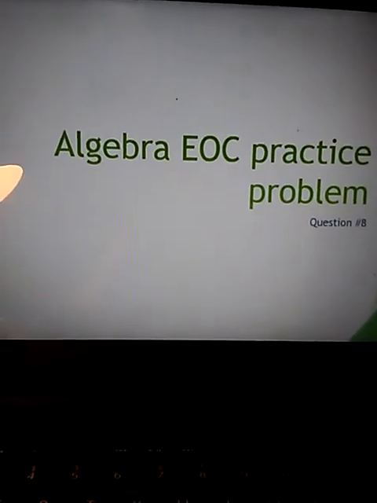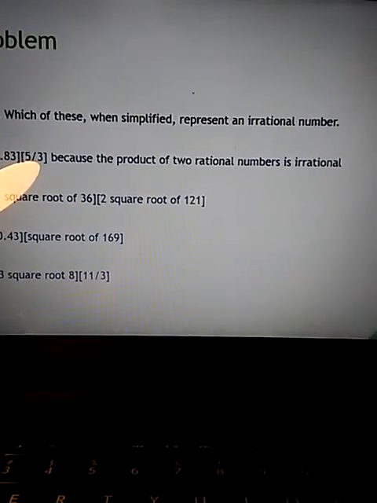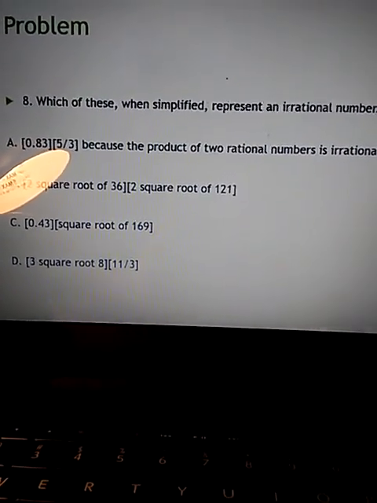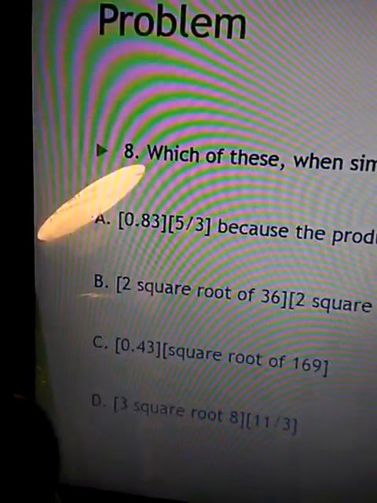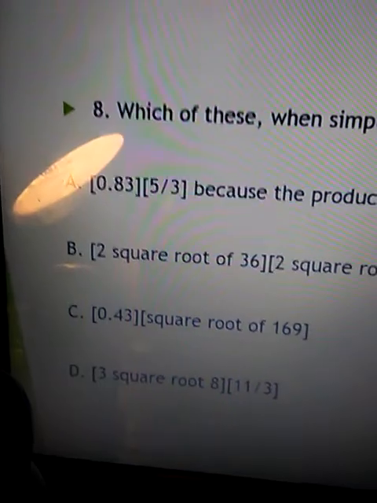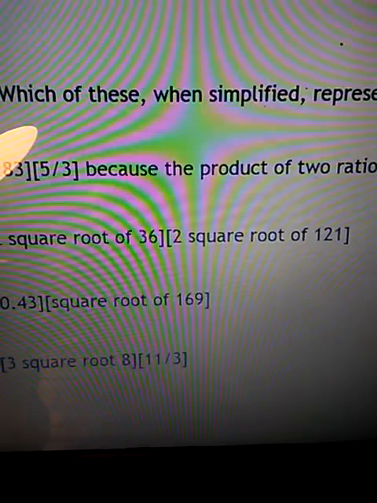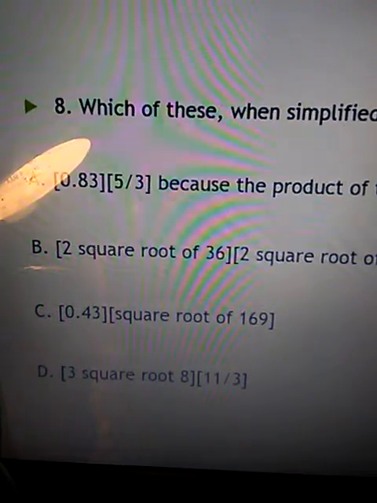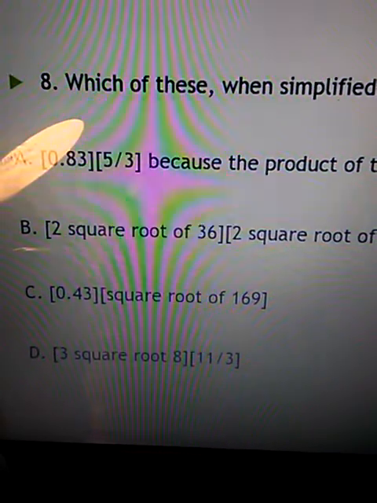Question number 8. And our question today is, which of these, when simplified, represents an irrational number? A, B, C, or D? Remember, we have to multiply these two, 0.83 and 5 over 3, along with these others: 2 square root of 36 times 2 square root of 121, 0.43 times the square root of 169, and 3 square root of 8 times 11 over 3.